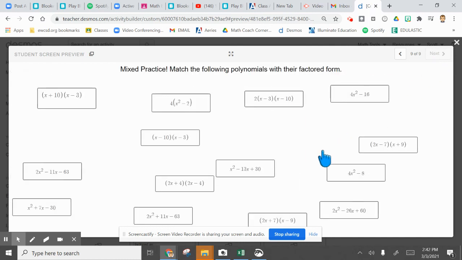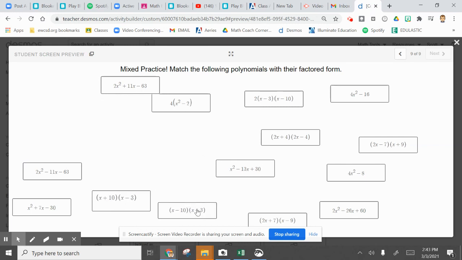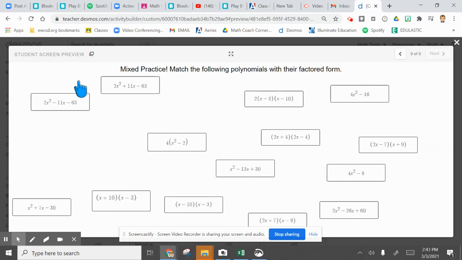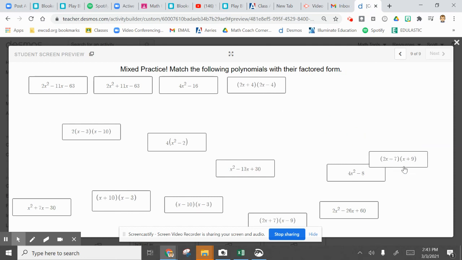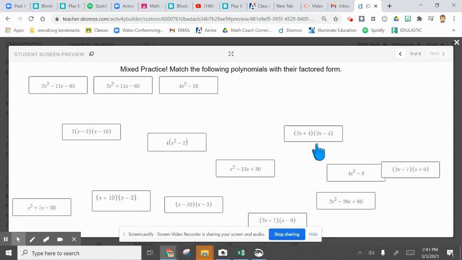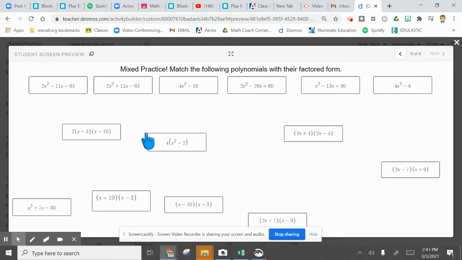And the last slide, mixed practice. Match the following polynomials with their factored form. All right, so you got to take your time. Remember, I would put more of the questions on the top and the factors down below. All right, so my questions on the top here, and my answers on the bottom. Oops, that's a factored form. My questions go on the top. Take your time. If you need your notebook out, that's fine. Go ahead and use it.